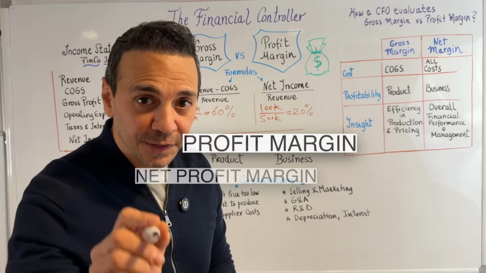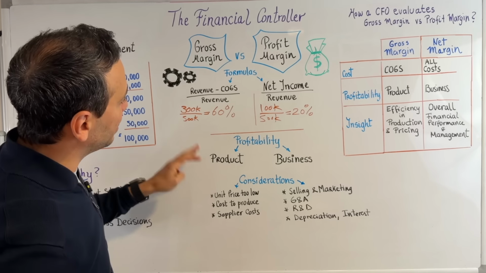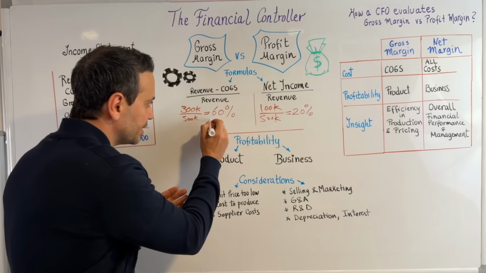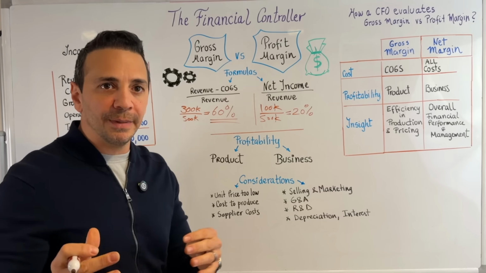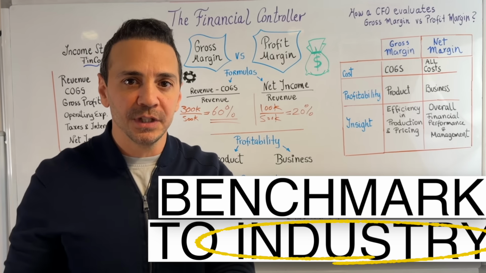All right, so now that we've calculated our profitability metrics, how do we know where we stand as a company? So we have a gross margin of 60%. How do we know if that's good or bad? So you need to benchmark this against other companies in the same industry.